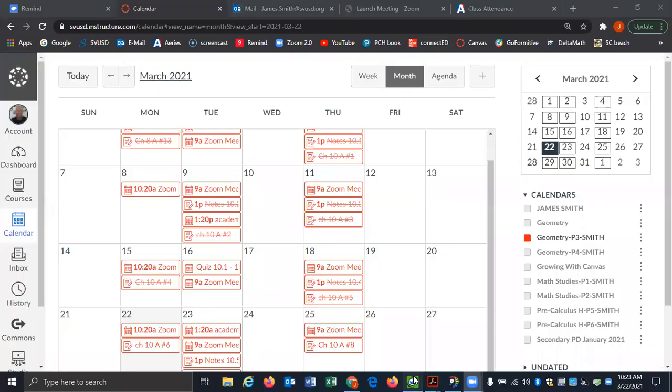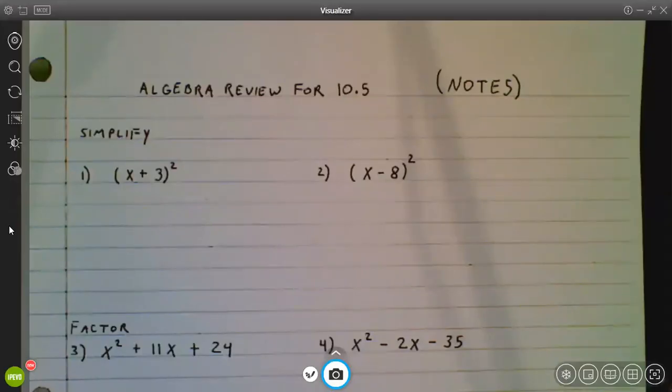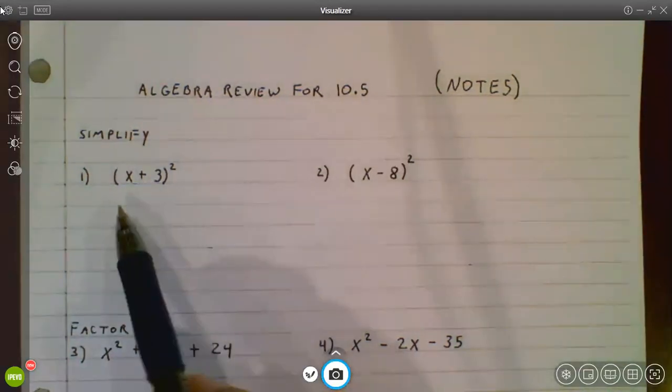So let me bring you guys over to my screen. So here's what we are looking at for today. Tomorrow our next lesson is going to be lesson 10.5. But again, there's some algebra in there that you guys haven't probably done for a while. So I wanted to go through this with you today to prepare you for some of the algebra you're going to need for tomorrow. So we're going to start out with these two right here.